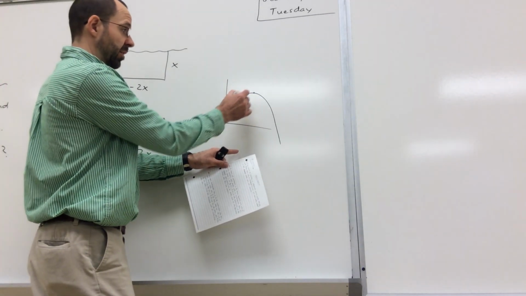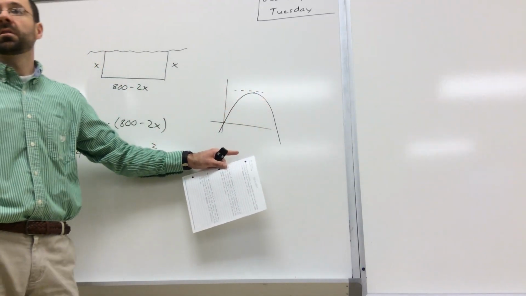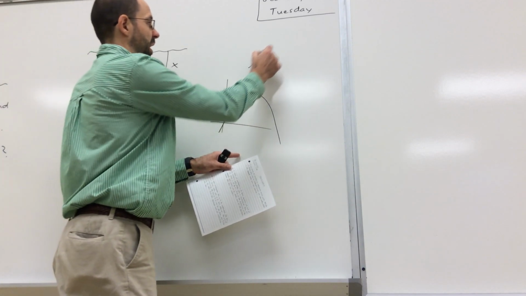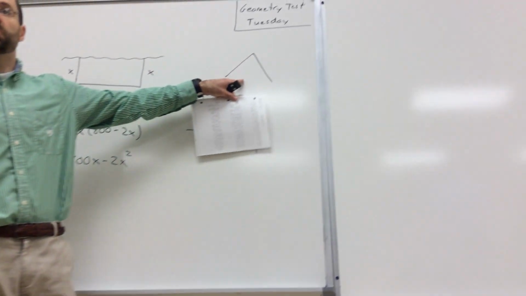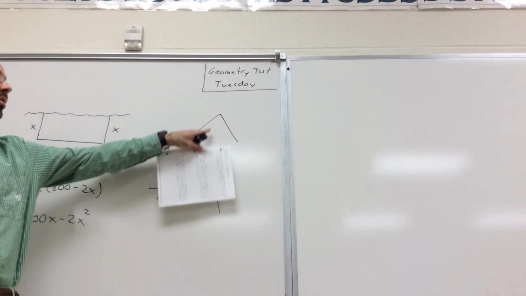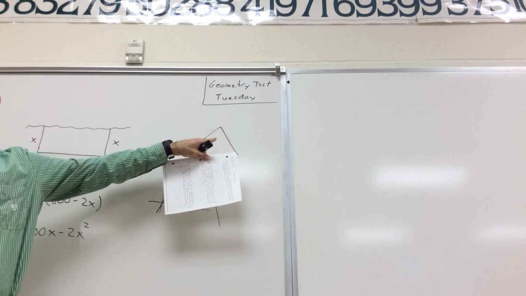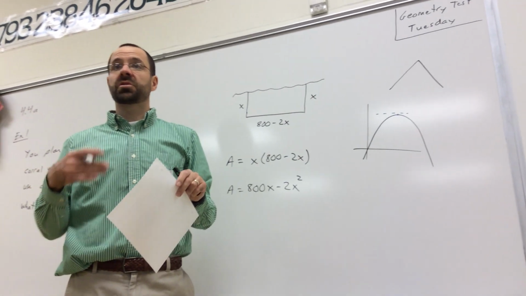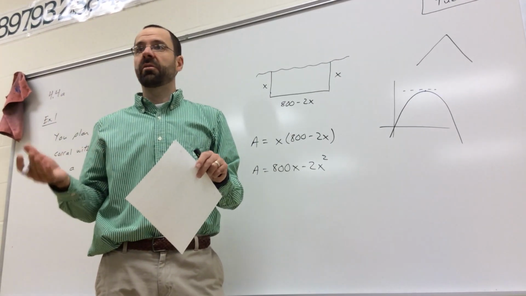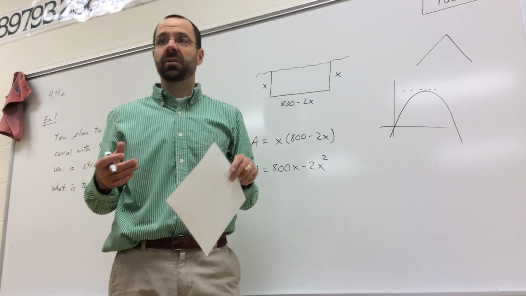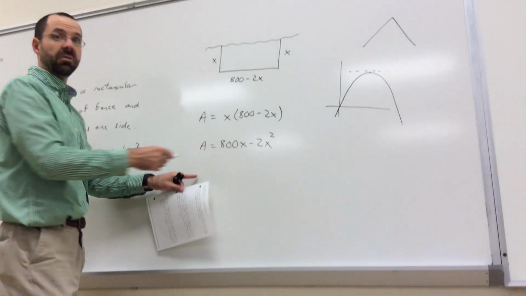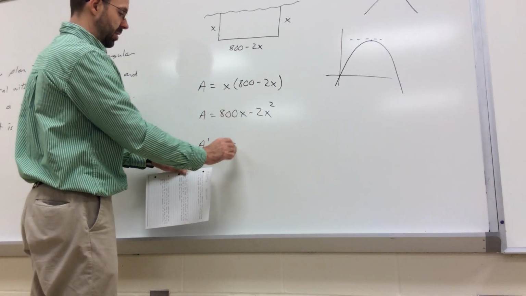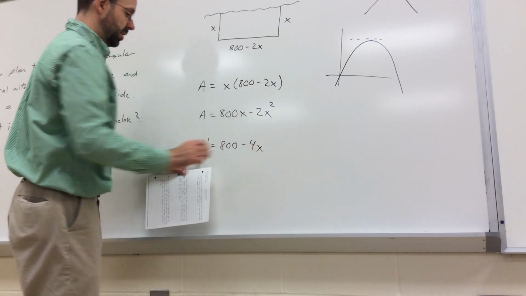The highest point here happens when the slope is 0, so we would set the slope equal to 0. On some graphs, the highest point happens when the slope is undefined, so we would also check where the derivative is undefined. Whenever you're trying to find a max or a min, you find the critical values, which is where the derivative is 0 and where the derivative is undefined. So we'll take the derivative of this area, and that's 800 minus 4x.